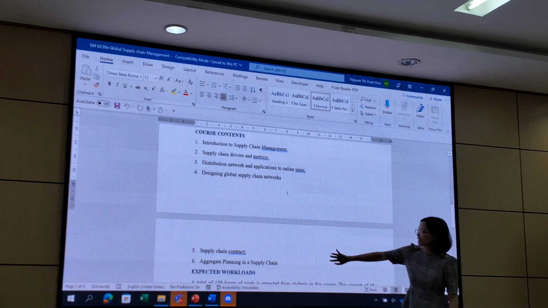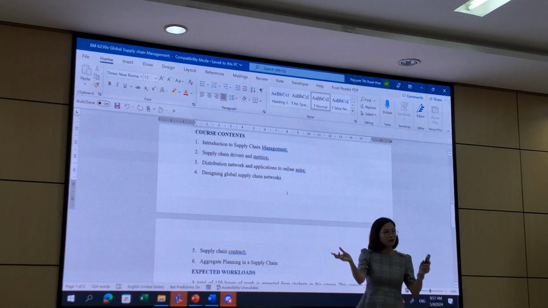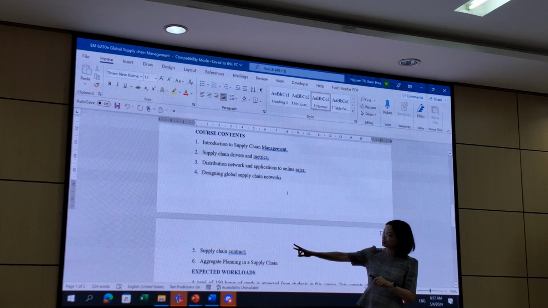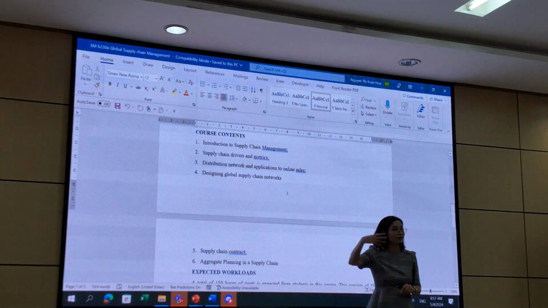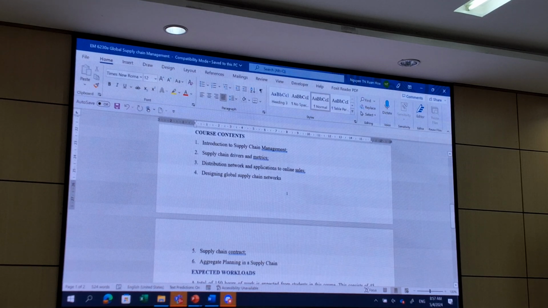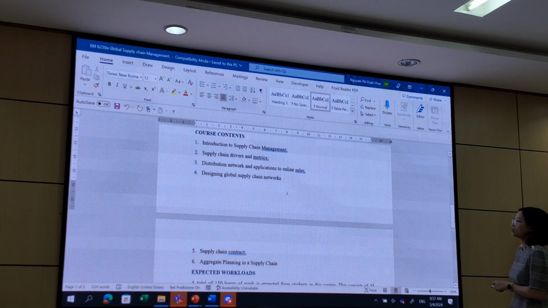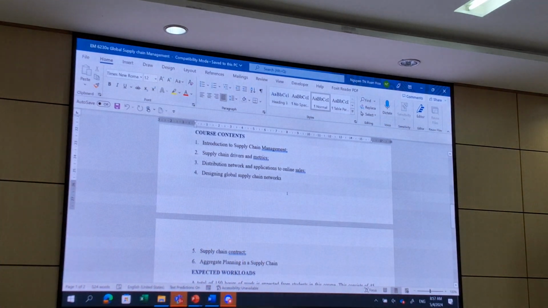And the last one, actually, in the handout, I shifted those two chapters. Now this one is chapter number 5, and supply chain contracts is chapter number 6. It depends on the current status of our class; I might move the positions of those chapters. So these are the course content. Actually we have 6 chapters.